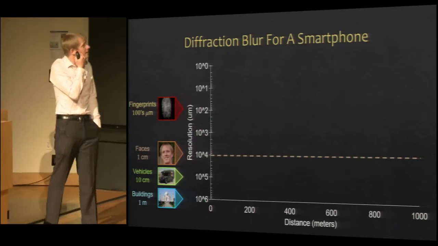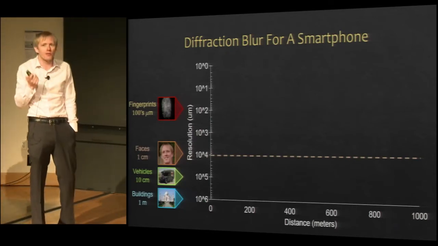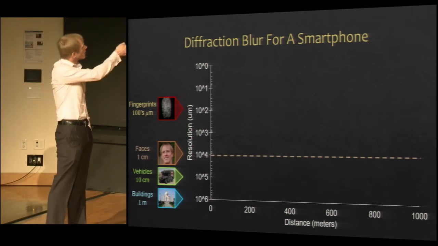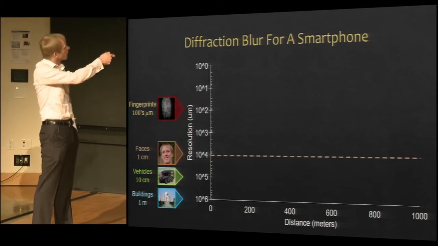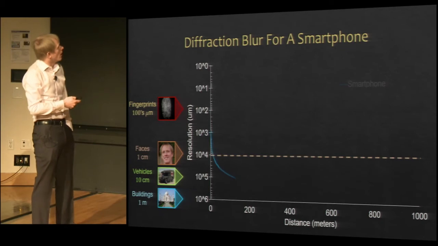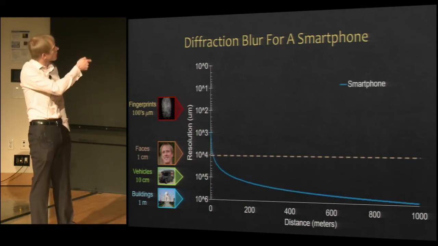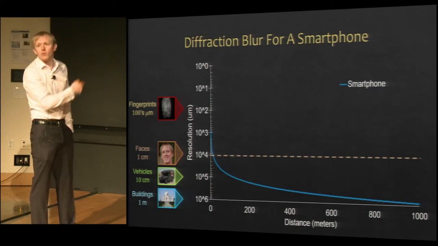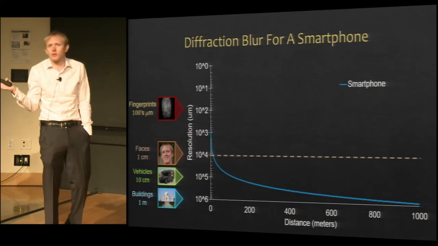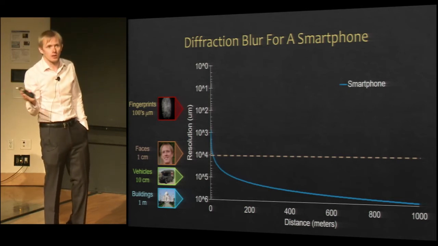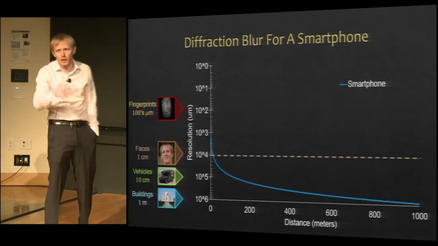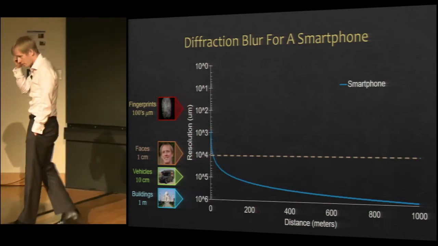But we look at our existing cameras, such as the common smartphone camera that everyone uses. Here we'll plot resolution versus distance. We see that the ability to resolve something like a face with a smartphone camera is limited to at most 4 to 5 to 10 meters. So if I want to image that same face a kilometer away, I can't use a smartphone.